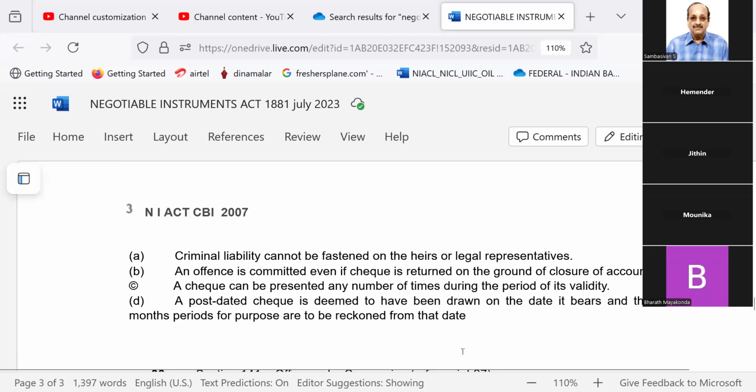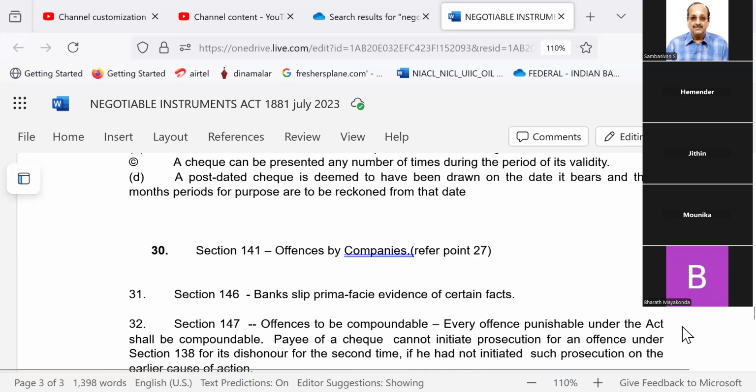29. Case law on return of checks. A. Criminal liability cannot be fastened on the heirs or legal representatives. B. An offence is committed even if the check is returned on the ground of closure of account. C. A check can be presented any number of times during the period of its validity. D. A post-dated check is deemed to have been drawn on the date it bears, and the period of validity is now reduced to 3 months.